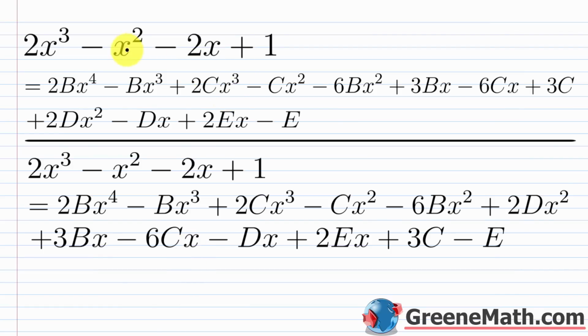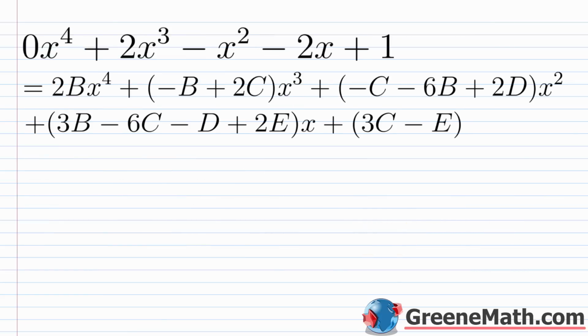And so what we're going to do is start with this form right here, and then I'm just going to rearrange things to where the like terms are next to each other. So we have 2x cubed minus x squared minus 2x plus 1 is equal to, you have 2bx to the 4th power. You don't have anything else with the 4th power there. Then minus bx cubed plus 2cx cubed, then minus cx squared minus 6bx squared plus 2dx squared plus 3bx minus 6cx minus dx plus 2ex plus 3c minus e. Okay, the reason you do that is so you can factor out when something's common.